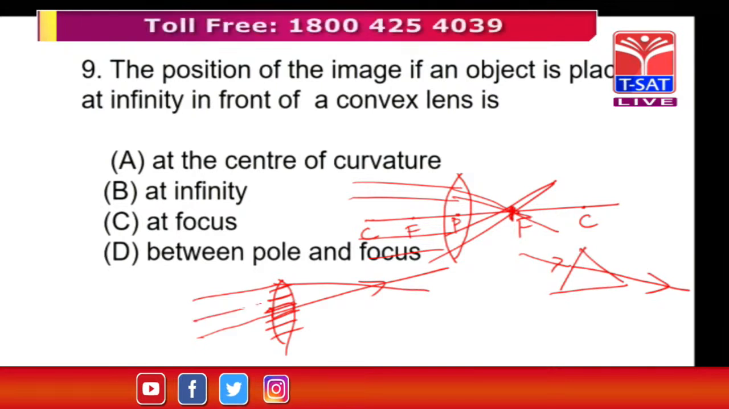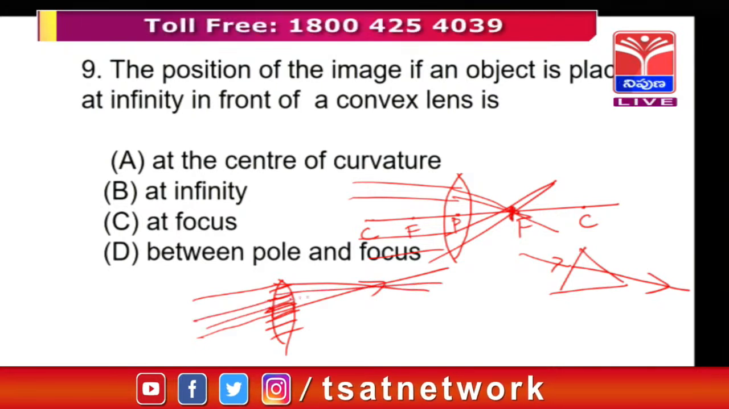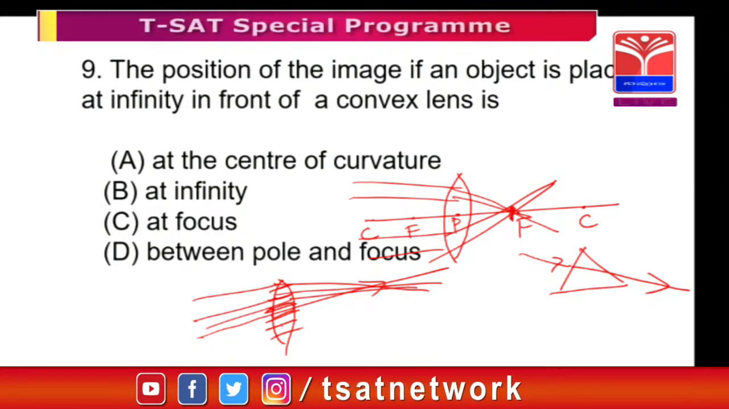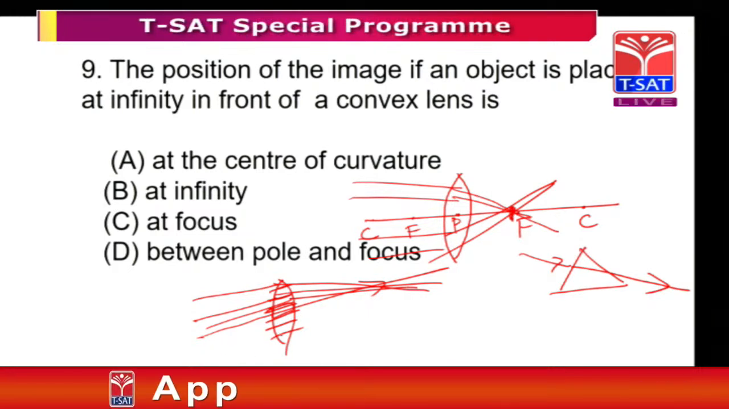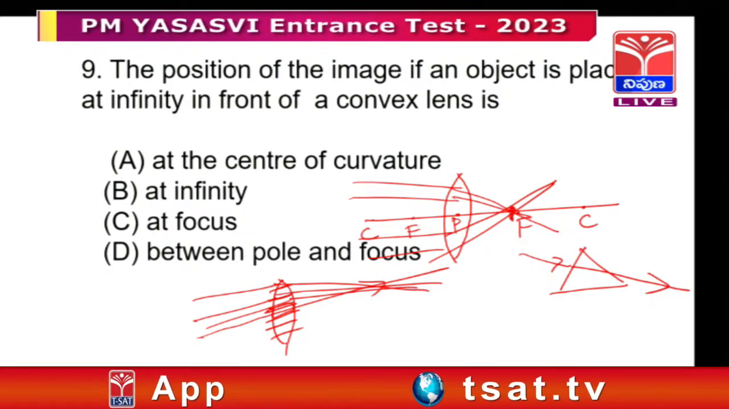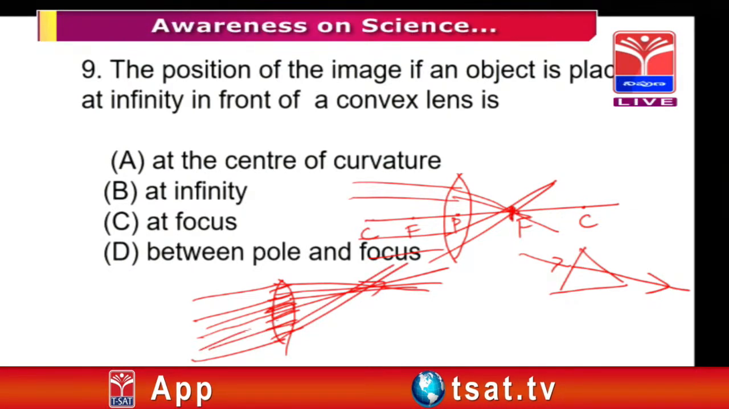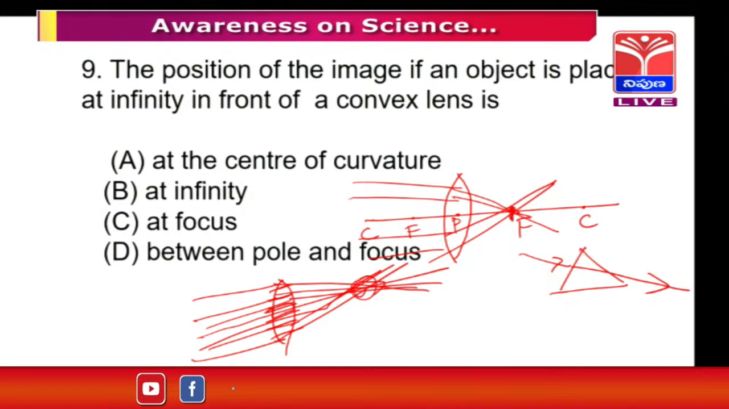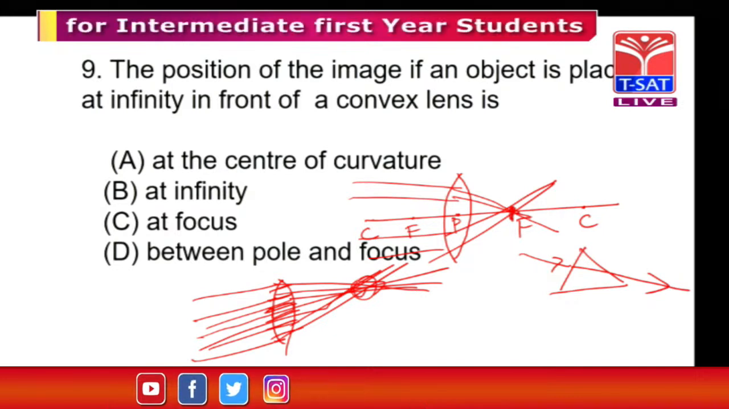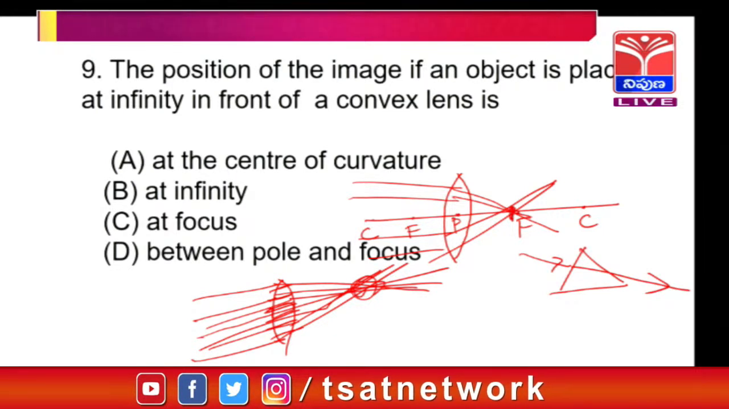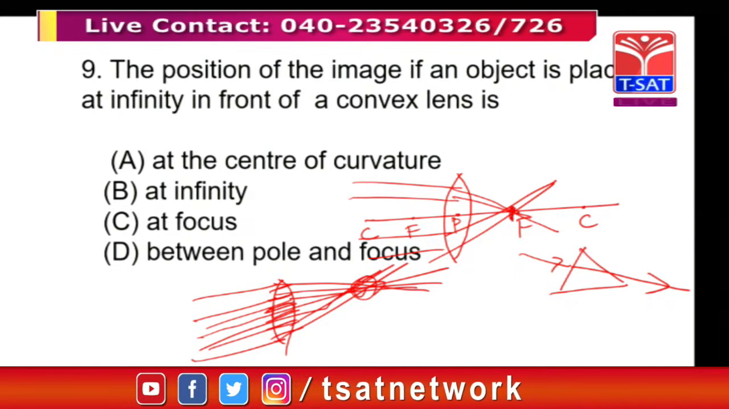Even in the lower part, the bases are upwards, so the rays bend and are refracted. So all will meet at a point. This process is called converging. That is the reason we call it a convergent lens.